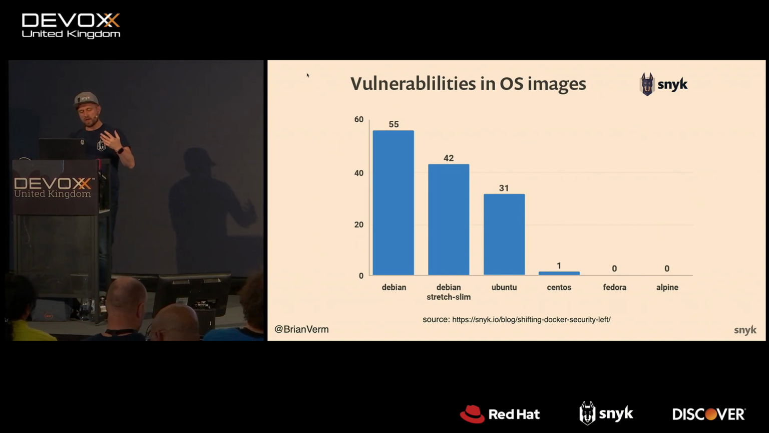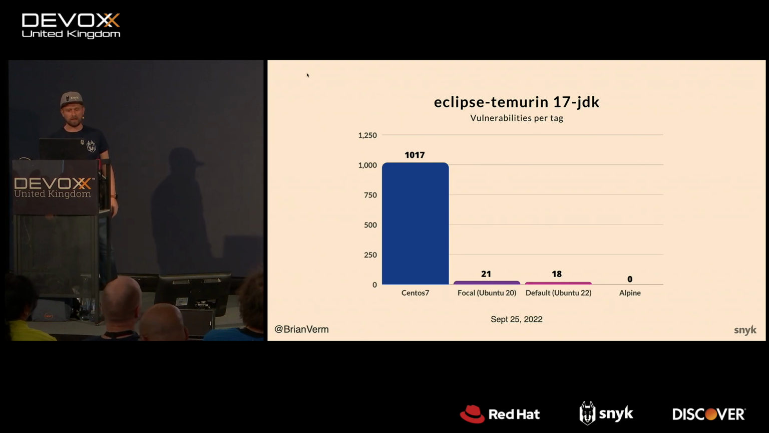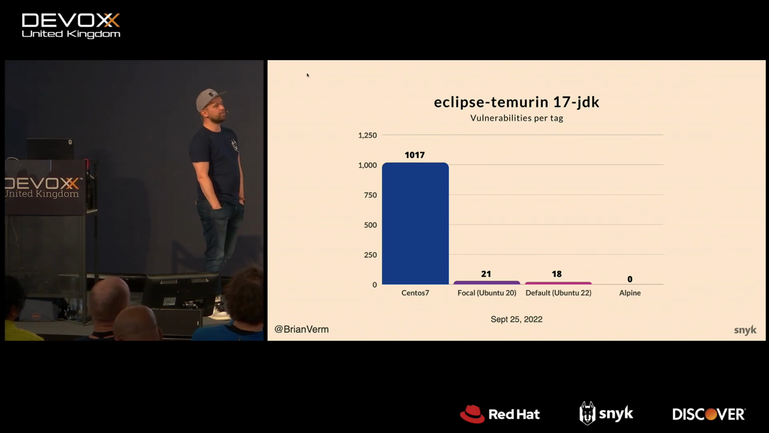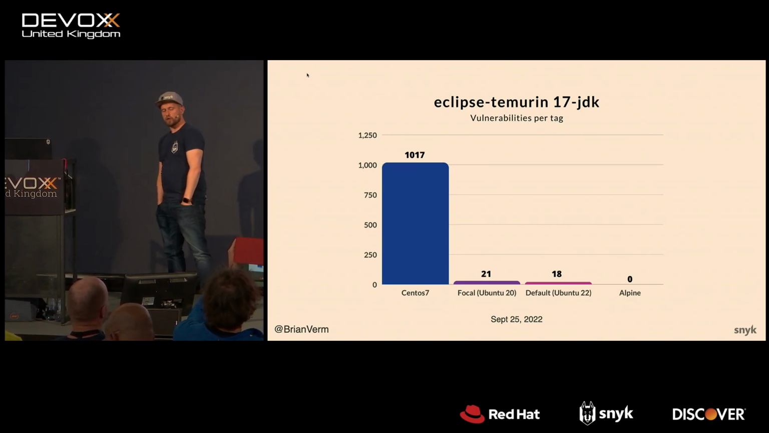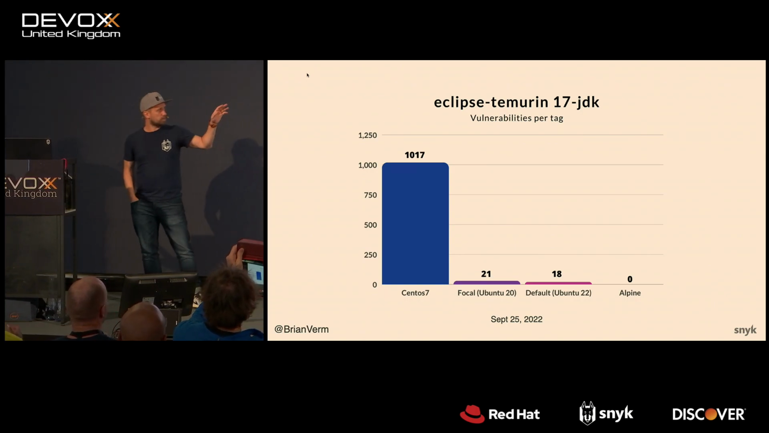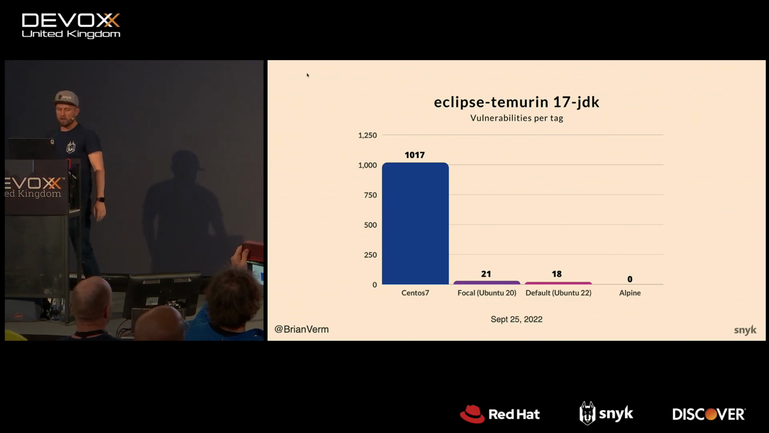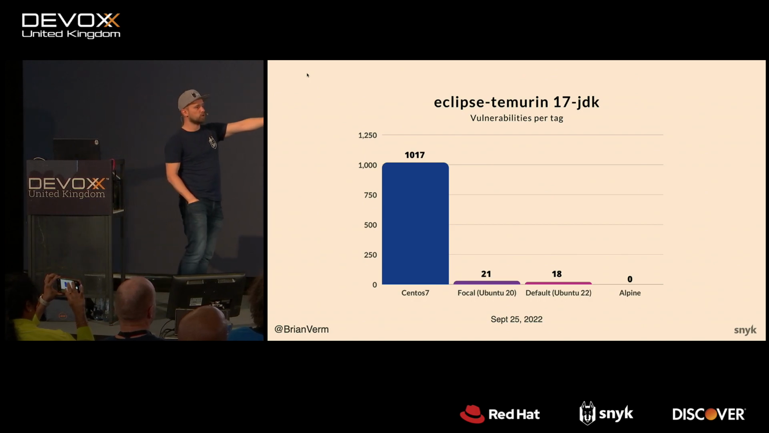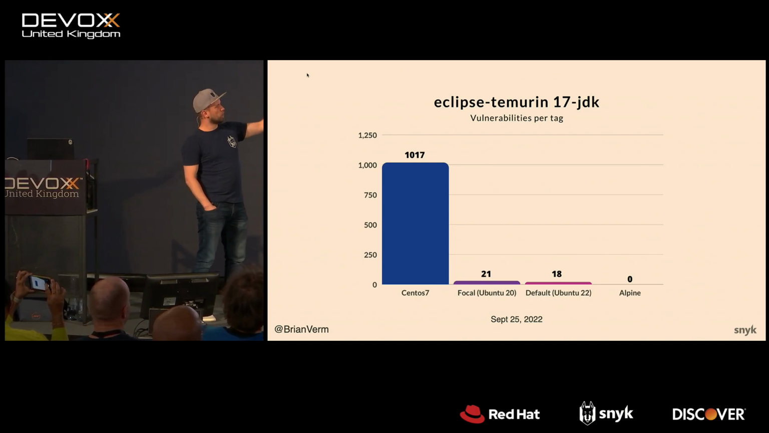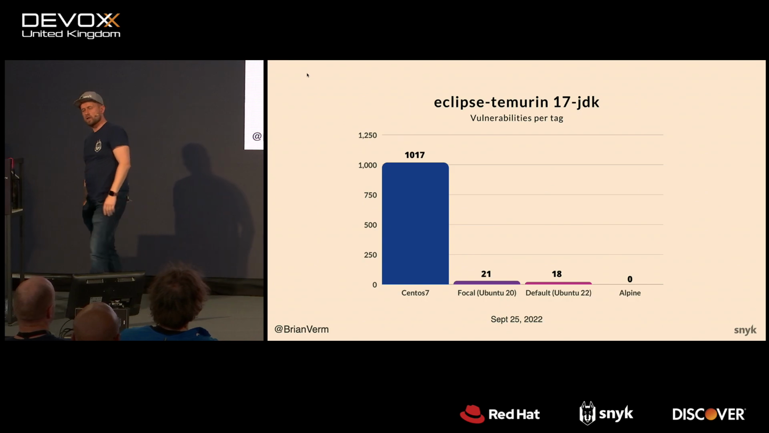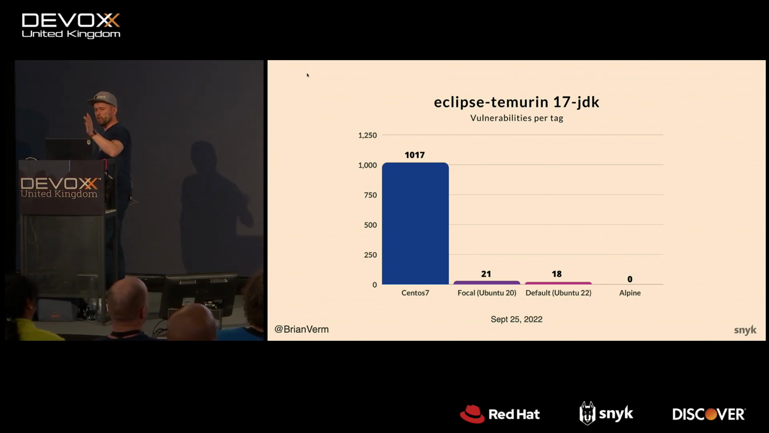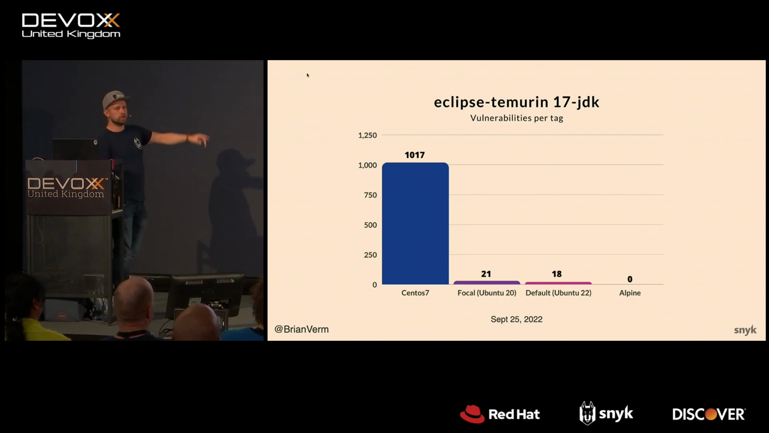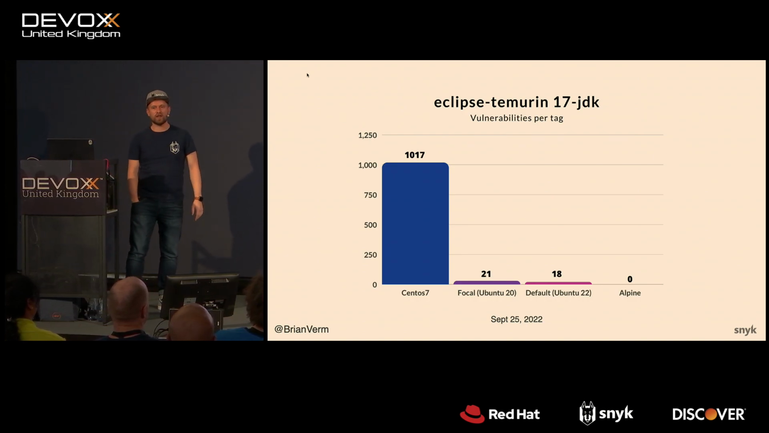If I transpose that back to Java, this is the Eclipse Temurin 17 JDK. The default one, without the latest tag, is bound to Ubuntu. And you see the different versions of Ubuntu at this time. This was a snapshot from September 2022. 21 and 18 vulnerabilities. And I didn't slice them down into critical or medium or low, whatever. But if I chose a specific CentOS thing, I had over 1,000.